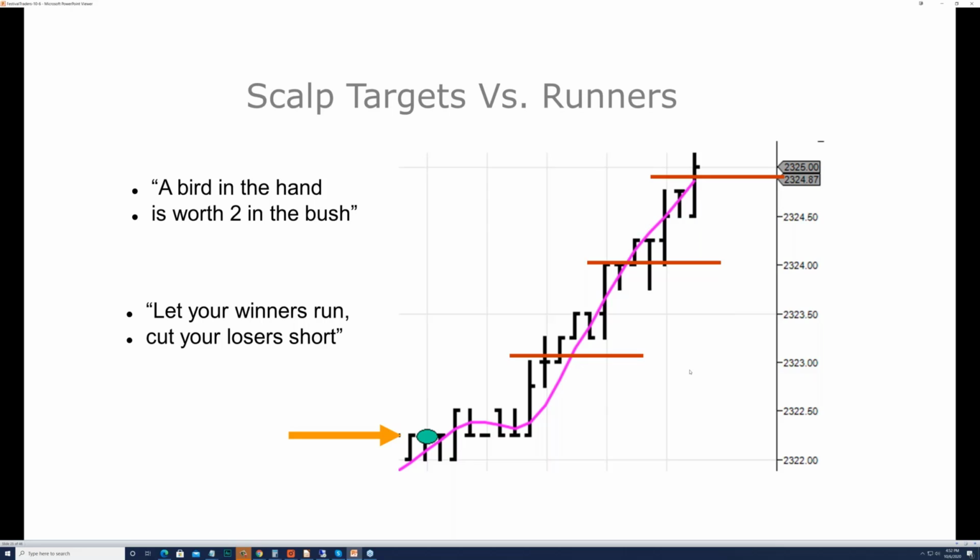Occasionally, you've got to open things up and let them run. On the other hand, there are times when, if you're trying to just let things run, you're not going to make any money, but you could make money if you're taking smaller targets. So there's a way to mix the two.